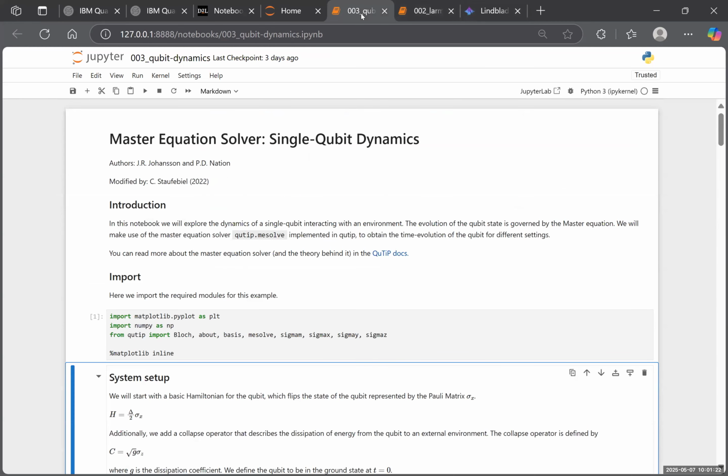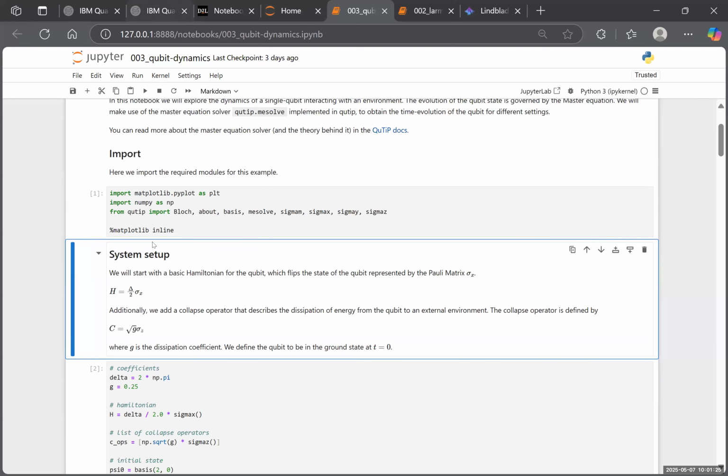Okay, so the system here is the simplest one. As we already saw, it's with an energy difference between two levels. This could be an external field, for example, in the previous case, the Larmor precession. And now we add a collapse or jump operator that describes dissipation of energy from the qubit to an external environment. The collapse is defined.